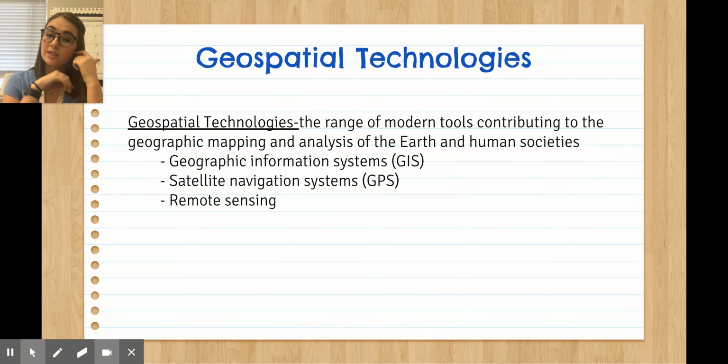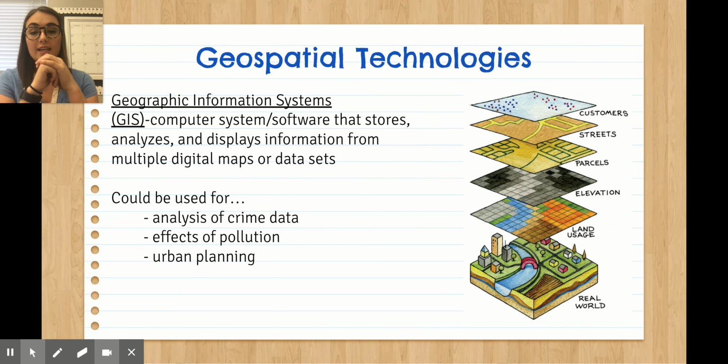Geospatial technologies are the range of modern tools contributing to the geographic mapping and analysis of the Earth and human societies. We're going to talk about three different geospatial technologies: GIS, GPS, and remote sensing. So, GIS is a computer system that stores, analyzes, and displays information from multiple digital maps or data sets.